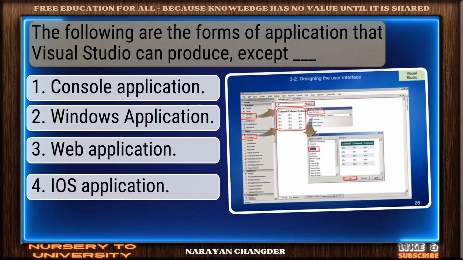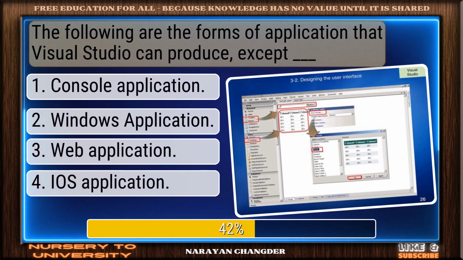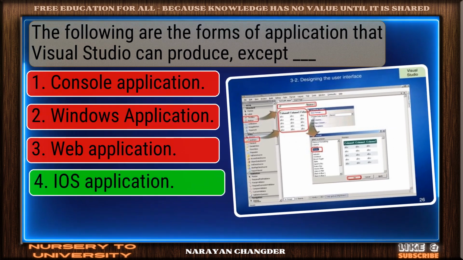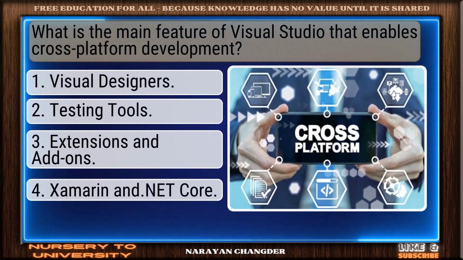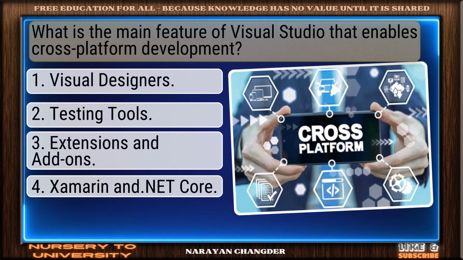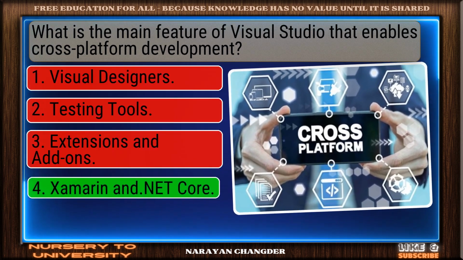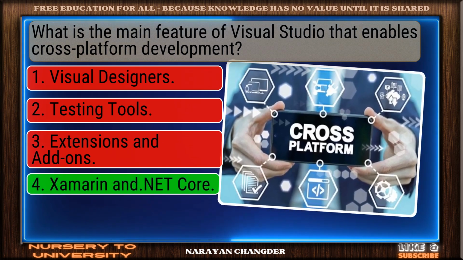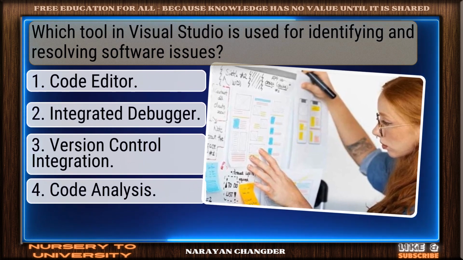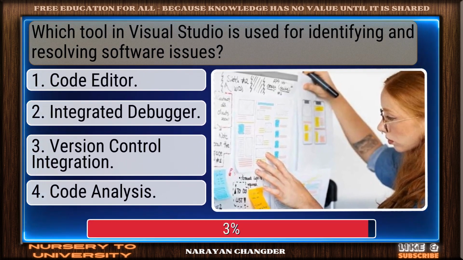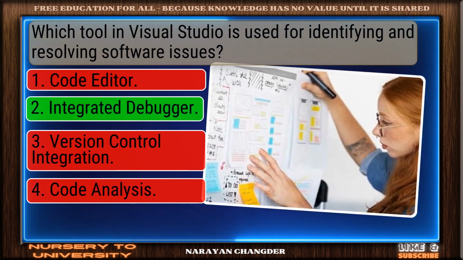Question number 3. The following are the forms of application that Visual Studio can produce, except Dash. Excellent choice. Use application is the right answer. Question number 4. What is the main feature of Visual Studio that enables cross-platform development? Nice selection, Xamarin and NetCore is the correct and valid answer. Question number 5. Which tool in Visual Studio is used for identifying and resolving software issues? Great job. Integrated Debugger is the accurate answer.